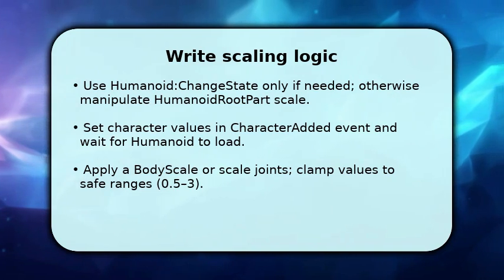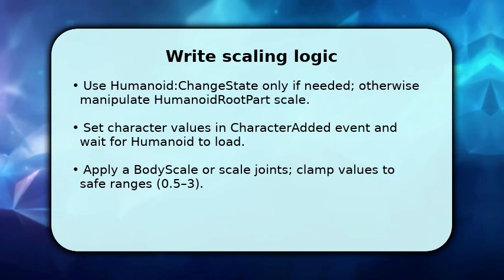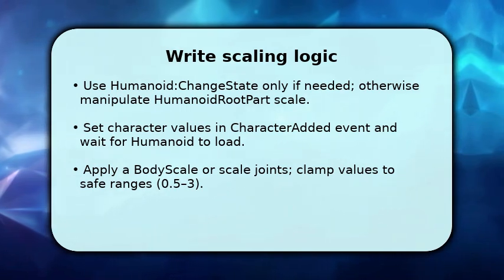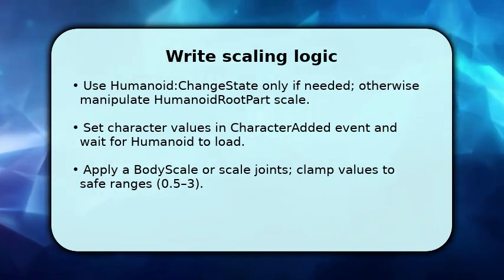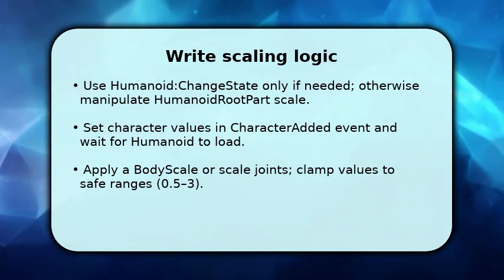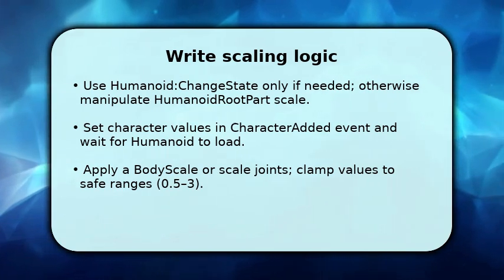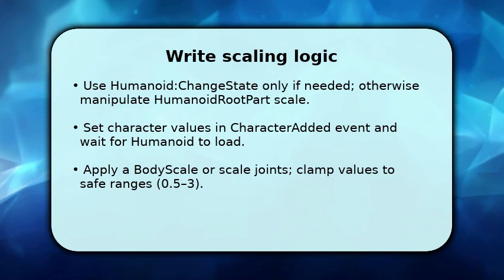In the script, connect to player.CharacterAdded and wait for the humanoid and humanoid root part to exist because timing matters. Attempting to scale too early fails. Then apply scaling by adjusting body scale-like values or modifying Motor6D transforms and update humanoid health and hip height if needed so collisions stay correct.